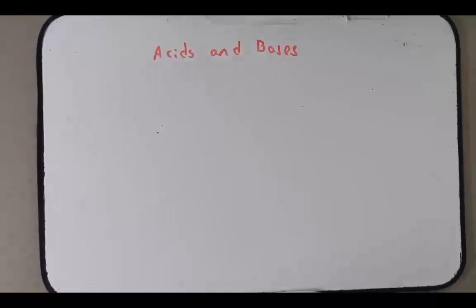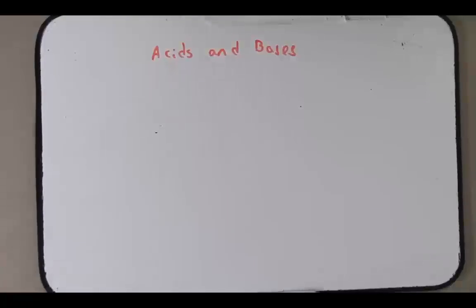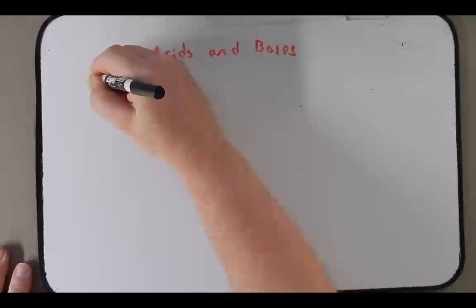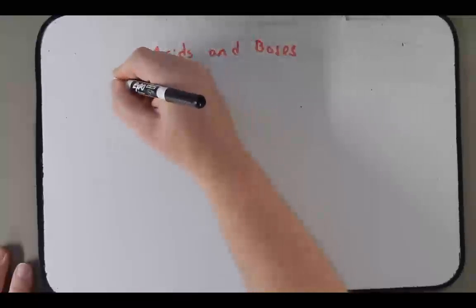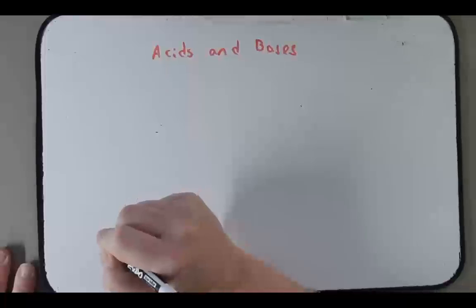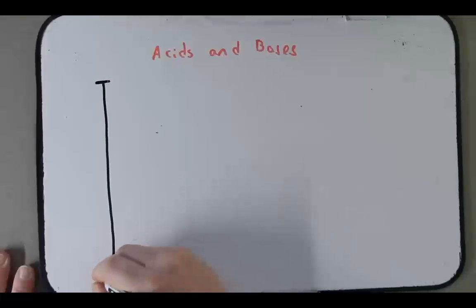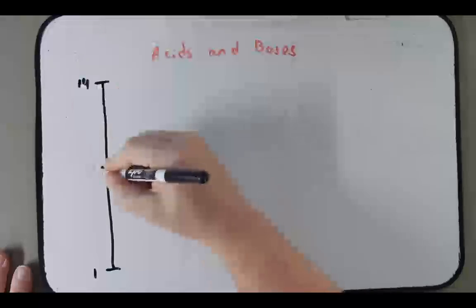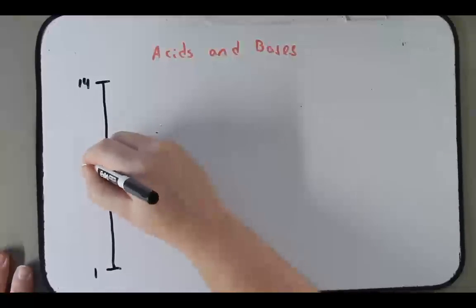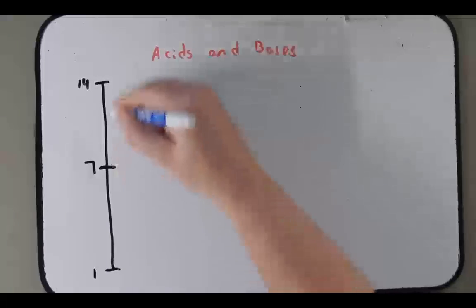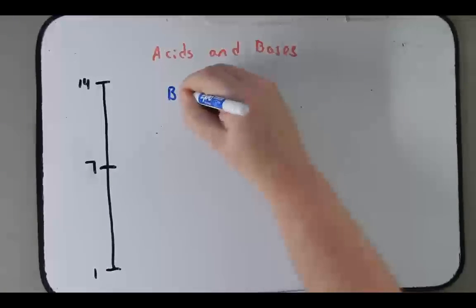Your book goes into quite a bit of detail talking about acids and bases, but all you need to know is what I'll explain here. And in explaining acids and bases, I want to talk about the pH scale. We know that the pH scale goes from 1 to 14. Let's indicate the middle here with a 7. Anything between, say, 7.1 to 14 is known as a base.